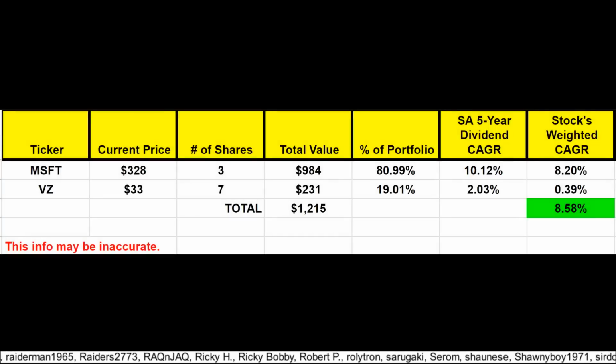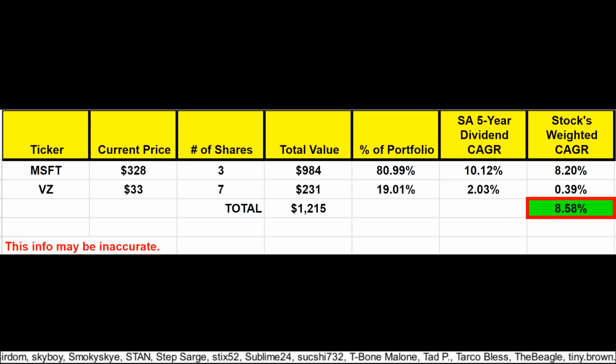Note, estimating like this means we're assuming that the future growth rates of dividend hikes will be like they have been in the last 5 years. Okay, then you list the stock's weighted 5-year dividend CAGR, which is its 5-year dividend CAGR multiplied by the percent of the portfolio. Then you sum up all those stocks' weighted CAGRs to arrive at your portfolio's overall average weighted 5-year dividend CAGR, which in this case is 8.58%.